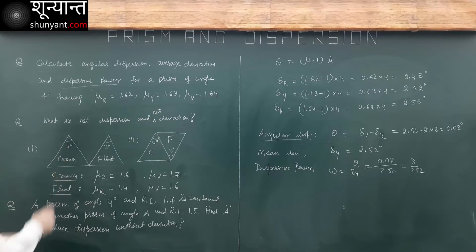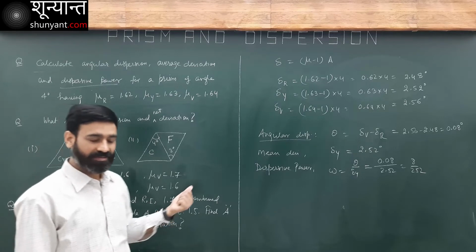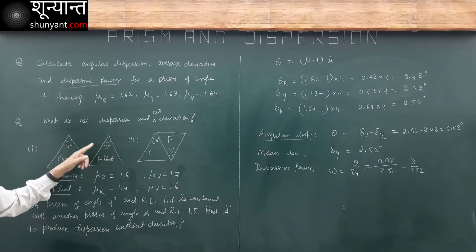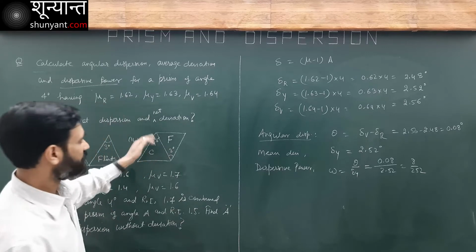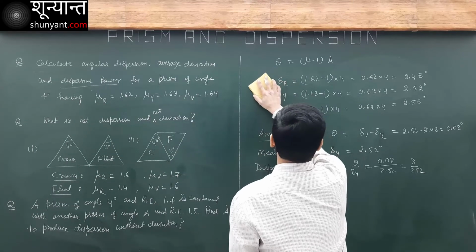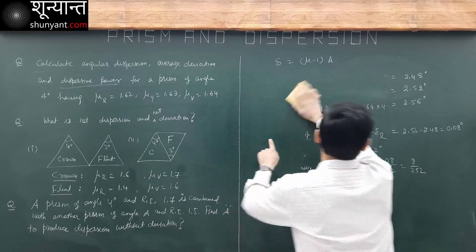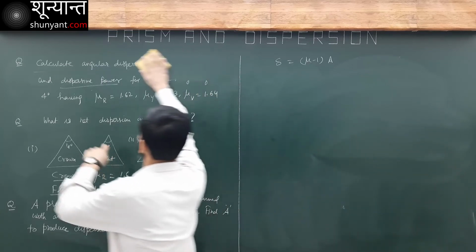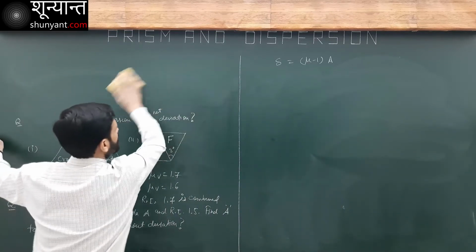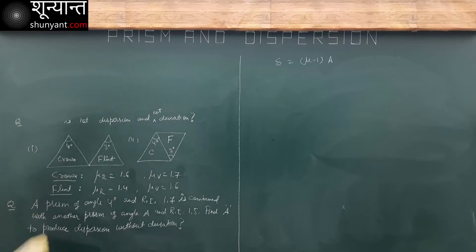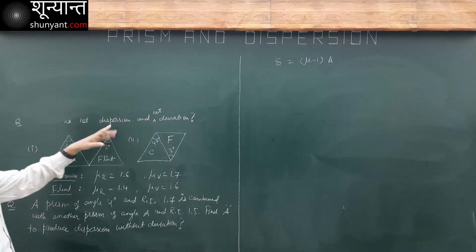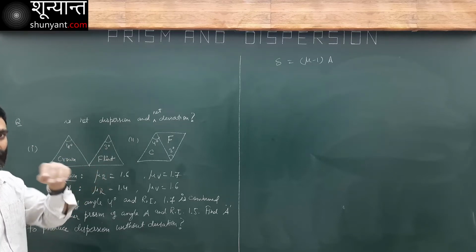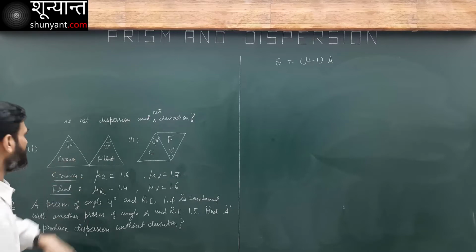Now, in the second case, we did a similar problem in the last class. In this case, the deviation is going to be added, and here it is going to be subtracted. Now, net dispersion and net deviation. First, let's find the net deviation in all the colors.